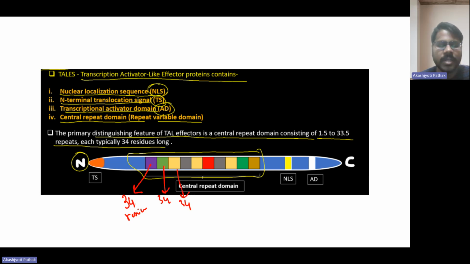In these 34 residues, only 2 residues are different, which are called the hypervariable residues. Similarly here also, the 2 residues are variable, the 12th and the 13th. The 12th and the 13th residue will determine which particular nucleotide will be recognized by this TALE protein.